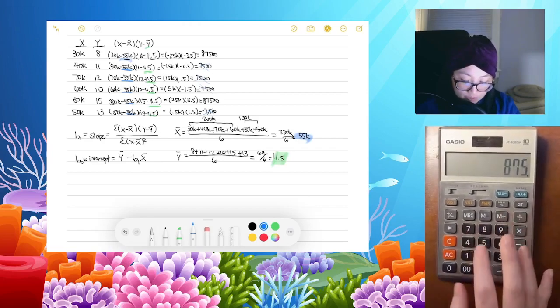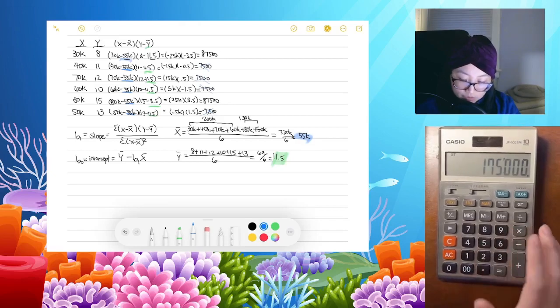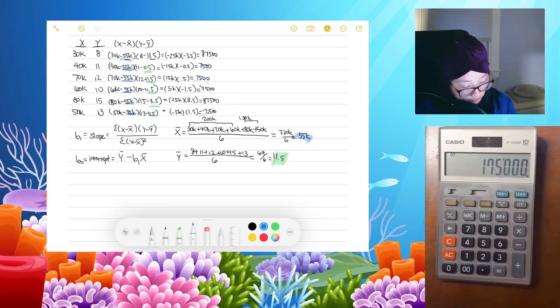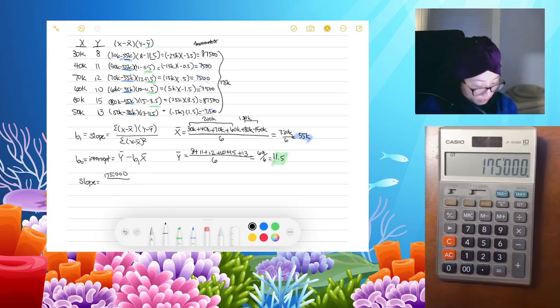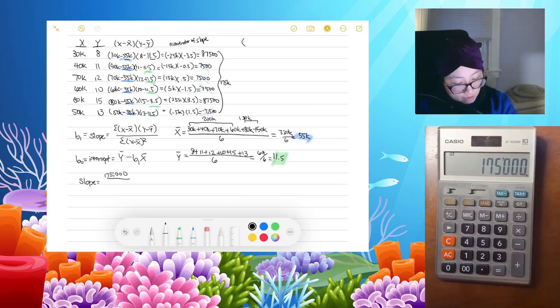So we have 87,500 times itself, so squared, which brings us to right here, the top. Divided by, and then we're now going to solve the denominator. So this is the numerator, and now we want to solve for the denominator. So that would look like this.